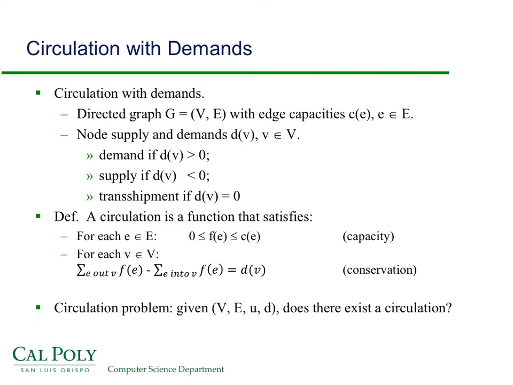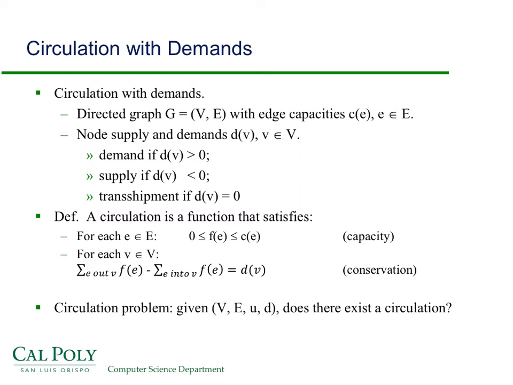Again, we start out, we've got a directed graph with edge capacities. We've got these demands and supplies. We denote that by D of V. And if D of V is greater than 0, that means it's a demand. In other words, it's going to be a sink in the circuit with what we're going to call the circulation. And if D of V is less than 0, that's going to be a supply.